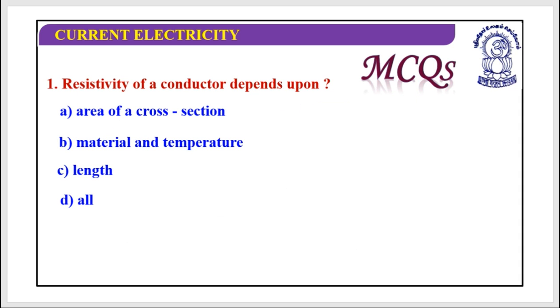First, resistivity of a conductor. Resistivity of a conductor depends upon area of cross section, material, and temperature, length, all? Resistivity of a conductor never depends on the area of cross section. It never depends on the length as well. It depends on the material and temperature.